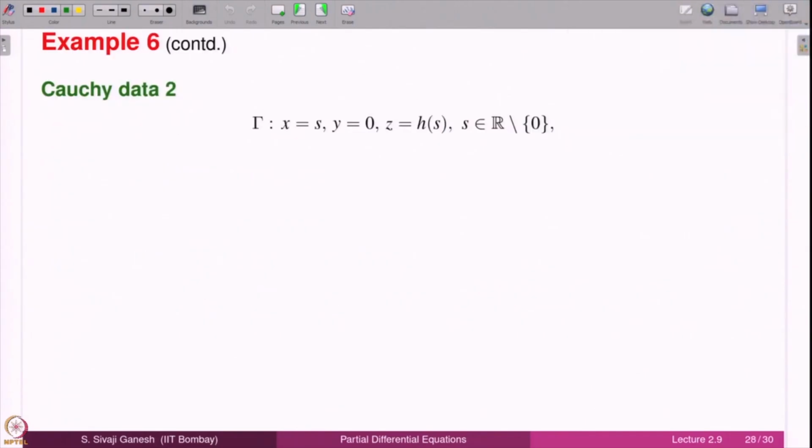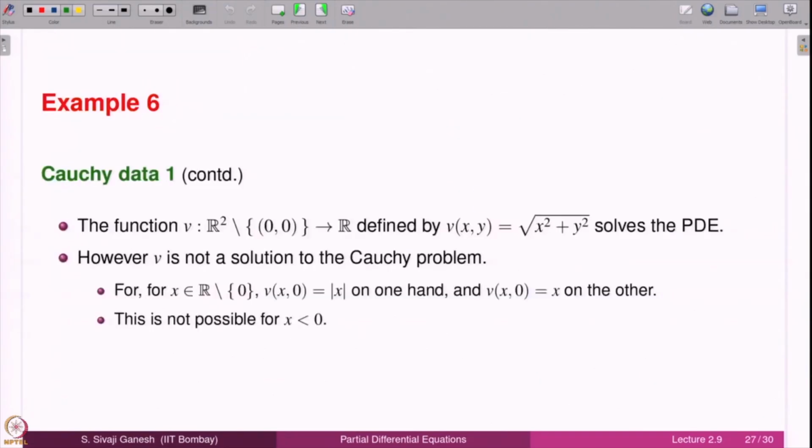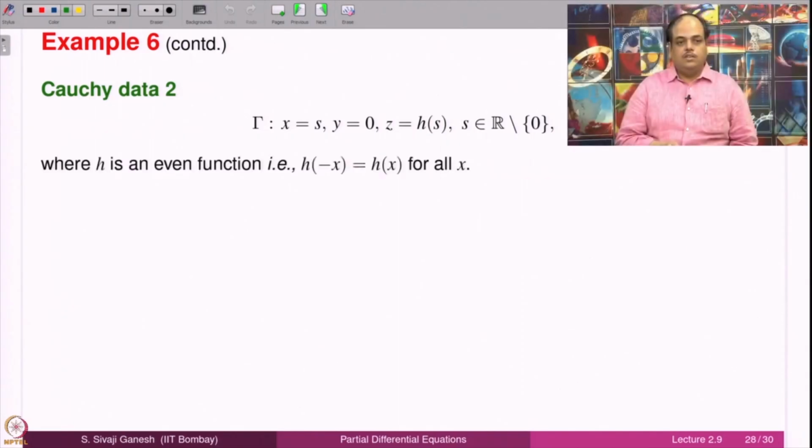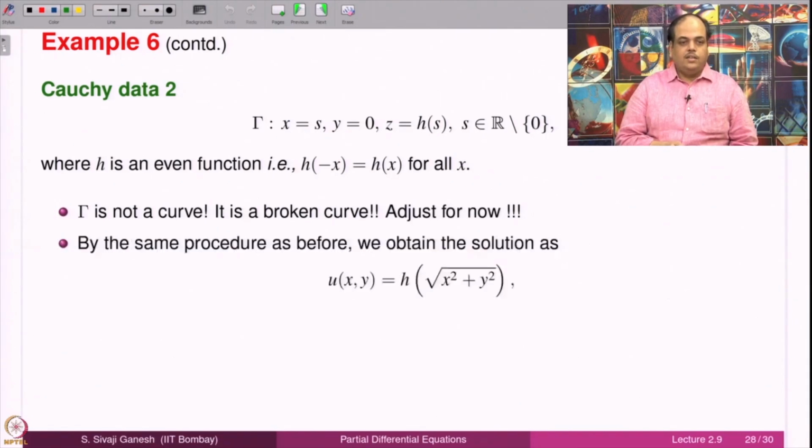Okay. Cauchy data 2, here we look at x equal to s, y equal to 0, z equal to h(s). So, it is like a correction for the previous thing. Here mod x is an even function and here the given data is not an even function, that is why there is a problem. So, now I am going to change it to an even function h(s), where h is an even function. Still the same problem, but again adjust.